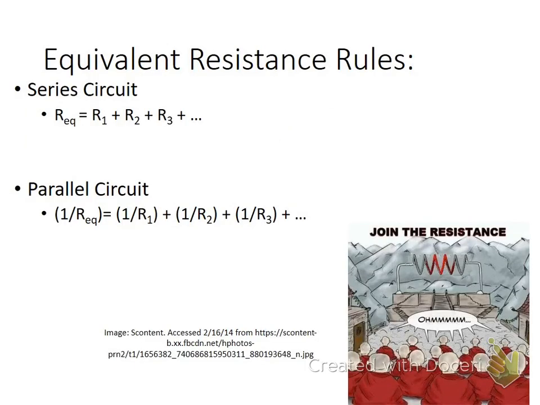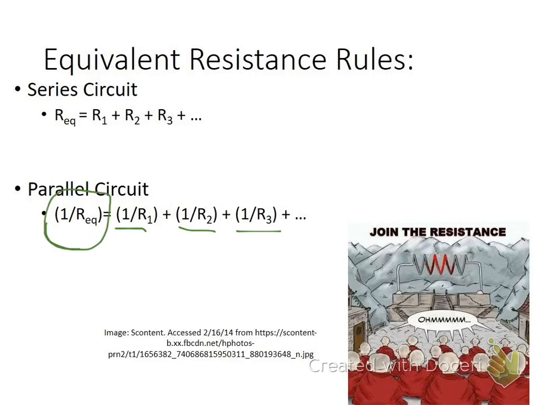Make sure that you've got the equivalent resistance rules down pat. The grand total resistance is the sum of each individual resistor if they're in series, and if they're in parallel, you have to use that reciprocal rule. Don't forget, at the very end, you need to flip it. It's not enough to just add 1 over R1 plus 1 over R2 plus 1 over R3 and be done.